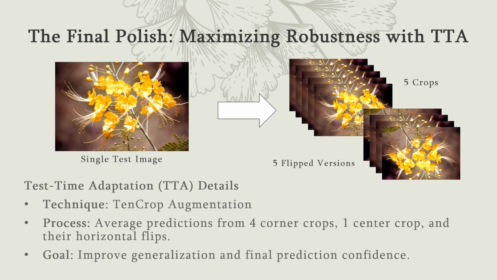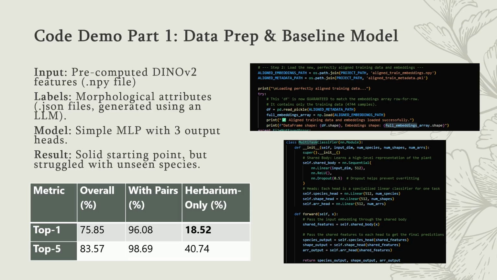Finally, we apply test time adaptation. We use the 10 crop method to generate 10 views from the crops and their flips and then average their probabilities. This makes our final prediction robust and insensitive to the photo-specific framing and orientation, providing the final boost to our accuracy. Our code demo begins with the baseline that validated our multitask concept.